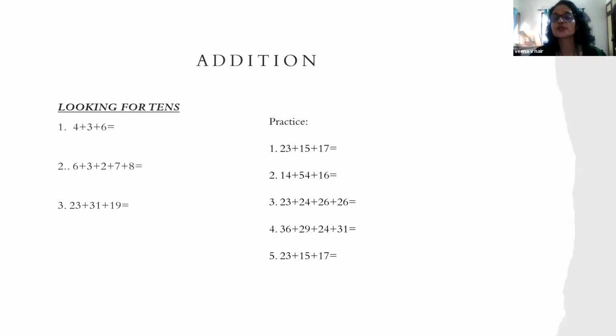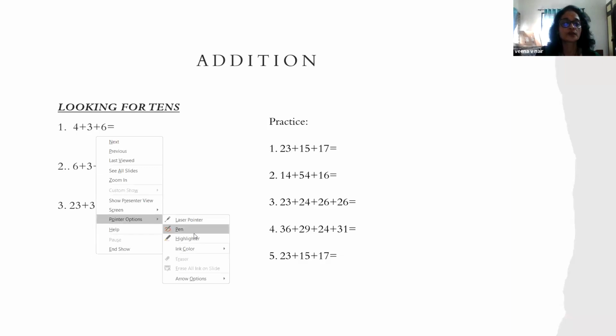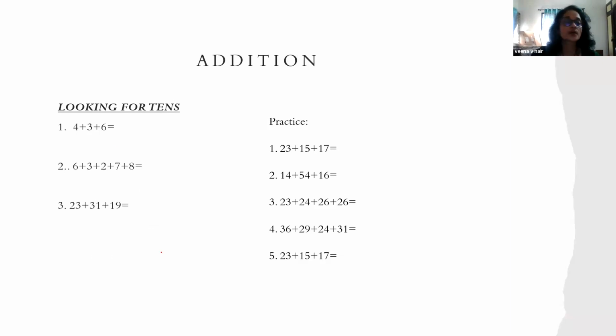Now here we are going to start with addition. The concept that we are going to use is tens. So what are we going to look for? Tens. For example, let us take the first example, 4 plus 3 plus 6. Can somebody tell me the answer? Now I'll tell you how to do it. By looking for tens, we are looking at combinations of numbers which make 10. Here 6 plus 4 makes 10. So 10 plus 3 is 13. Excellent.